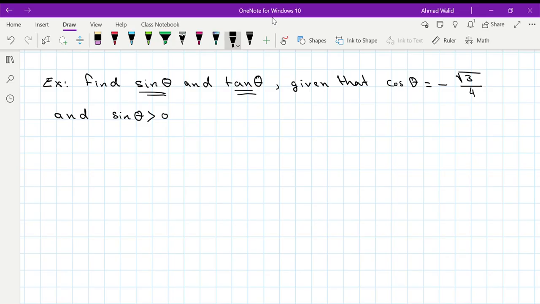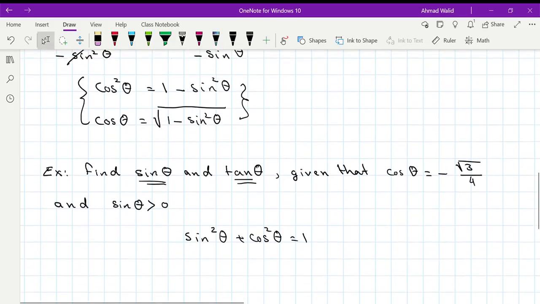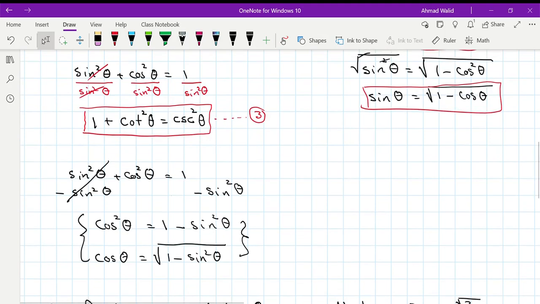Using the Pythagorean theorem, find sine theta and tangent theta given that cosine theta is this. Your first identity is sine squared theta plus cosine squared theta equals 1. If you don't remember exactly which one to use, start with this. Other than that, because you are looking for the sine, I gave you something ready: sine theta equals the square root of 1 minus cosine squared theta. Here I missed a square: cosine squared theta. Use this one.